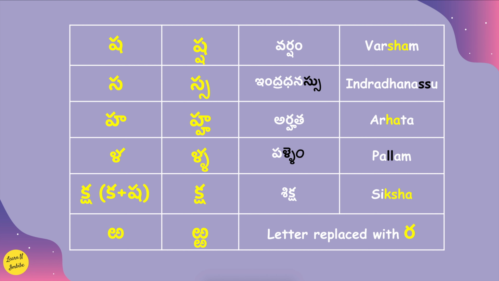Indra, Dhanassu, Indradhanassu, which is a rainbow. Ha, Arhata, eligibility. La, Pallem, which is a plate. Ksha, this consonant is an exception. It's a combination of ka and sha to form ksha, siksha, which is punishment. R, bandira. This letter is replaced with the word ra.